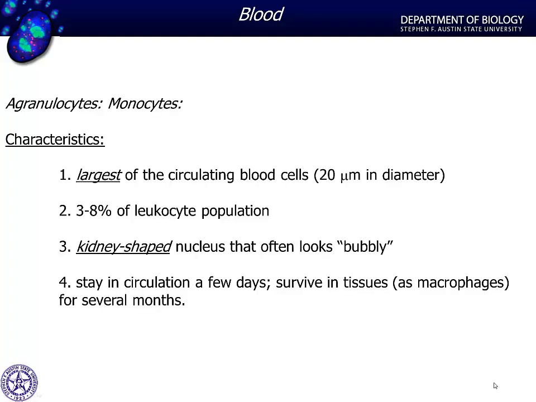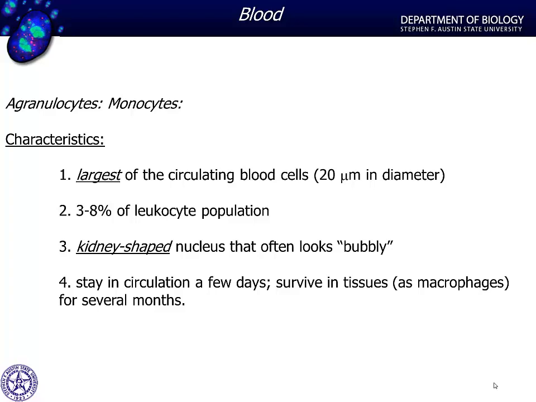So our first agranulocyte we're going to look at are the monocytes. Now these are going to be the largest of the circulating cells we'll see in a peripheral blood smear, maybe 2 times or 3 times larger in diameter than a red blood cell. You're going to see maybe anywhere from 5 to 10% of the white blood cell population as monocytes, so this will not be uncommon when you see these cells in peripheral blood.